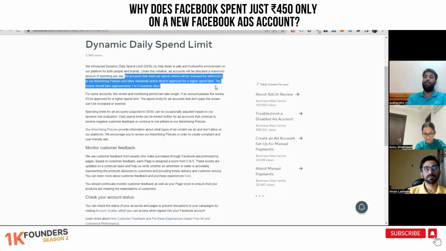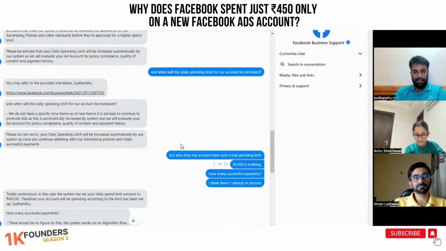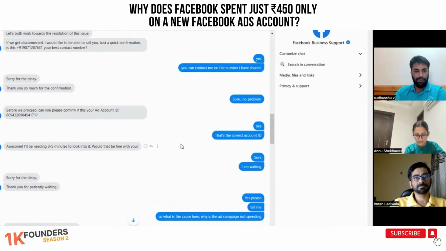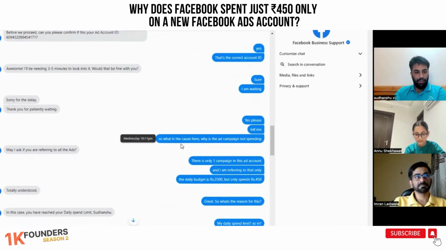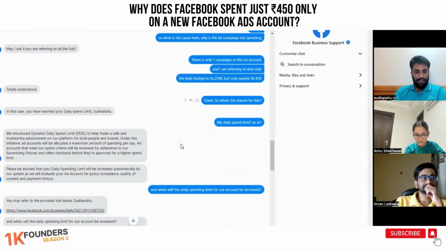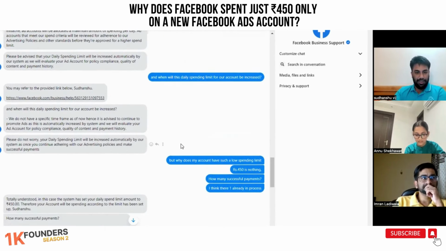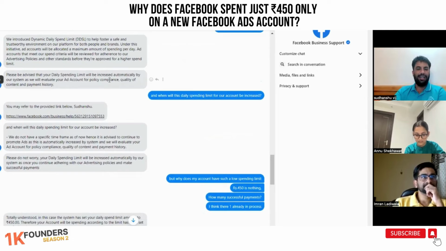This was a brand new account that we created. As you guys know, with this brand new account, we were trying to spend 2,500 daily, but Facebook had capped us at rupees 450. In fact, last night I had a lengthy chat discussion with the Facebook support team, trying to figure out what the problem was. And then they came back and told me that this is because you have a daily spending limit, and this will be increased automatically by our system as we evaluate your ad account for policy compliance.